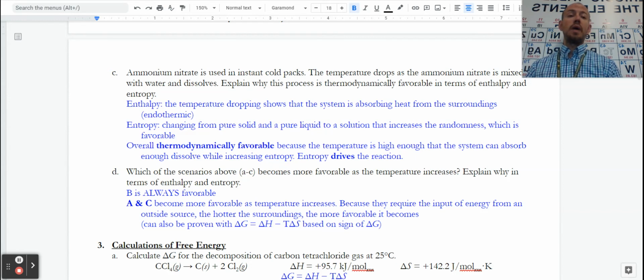This is true as well. The hotter it is, the faster that reaction can occur. It won't necessarily make our cold pack colder, but the process can occur more quickly. They require that input of energy from the surroundings, from the outside source. So the hotter those surroundings are, from a thermodynamic sense, they become more favorable. And we also want to be really comfortable kind of transitioning to the next idea that we can apply this with math. The bigger this value is, the more negative that one becomes.